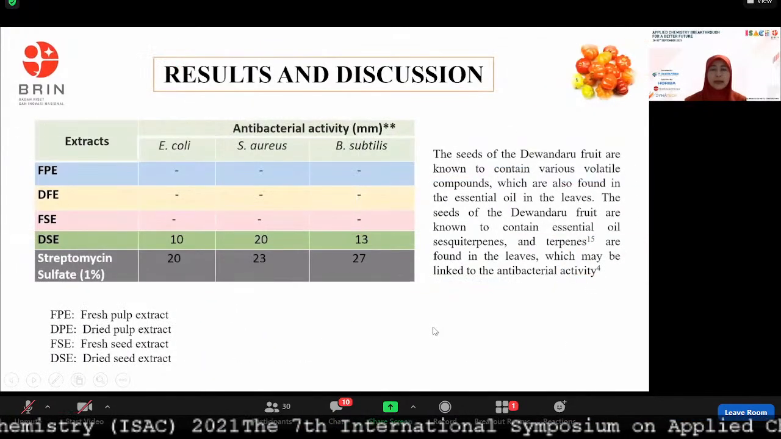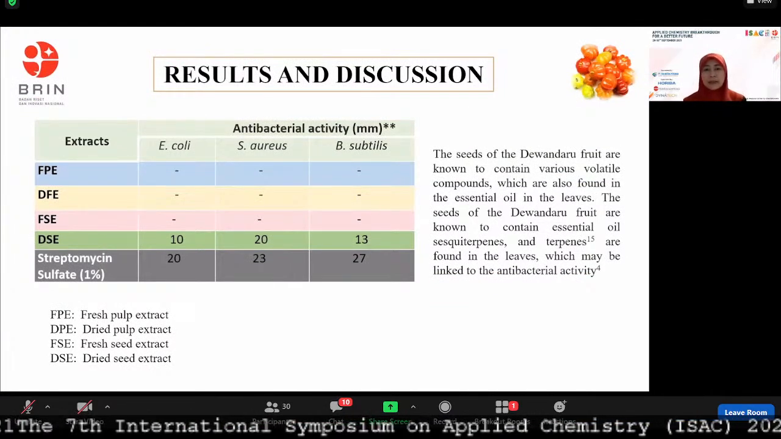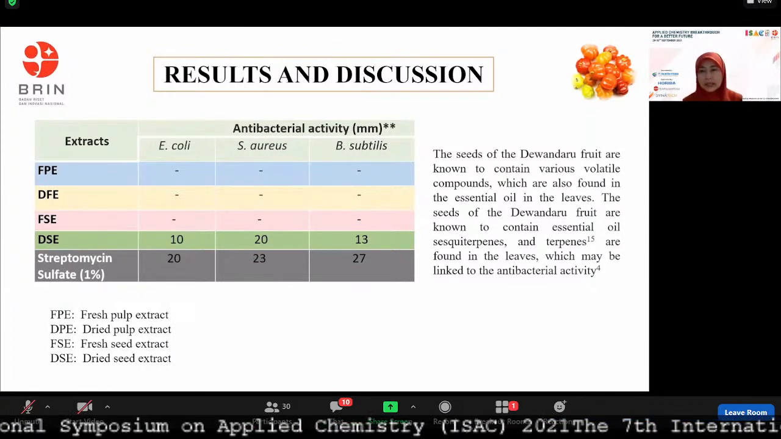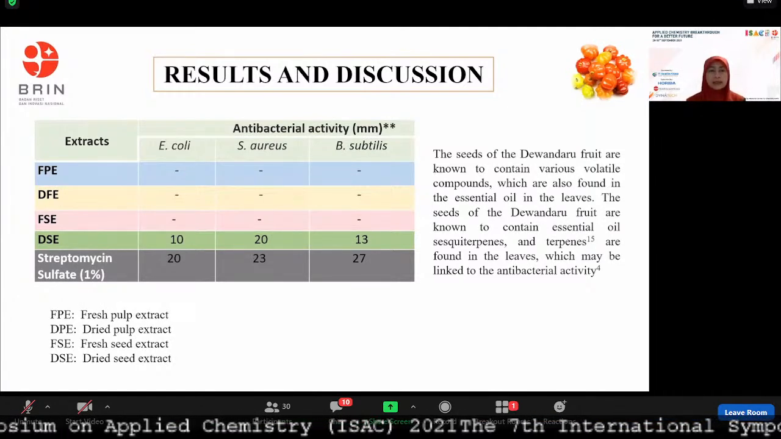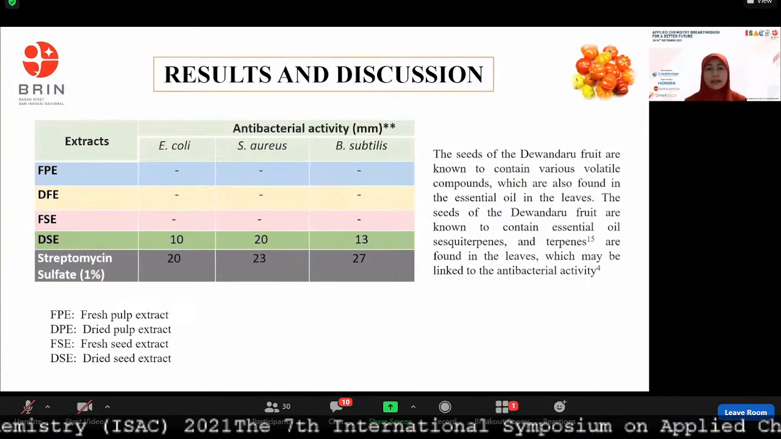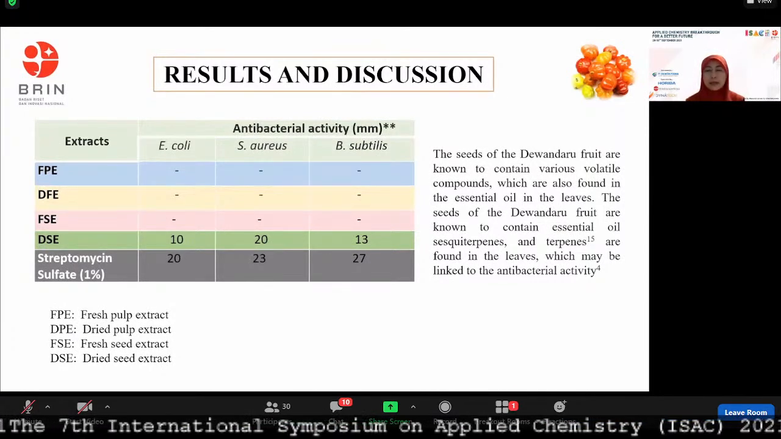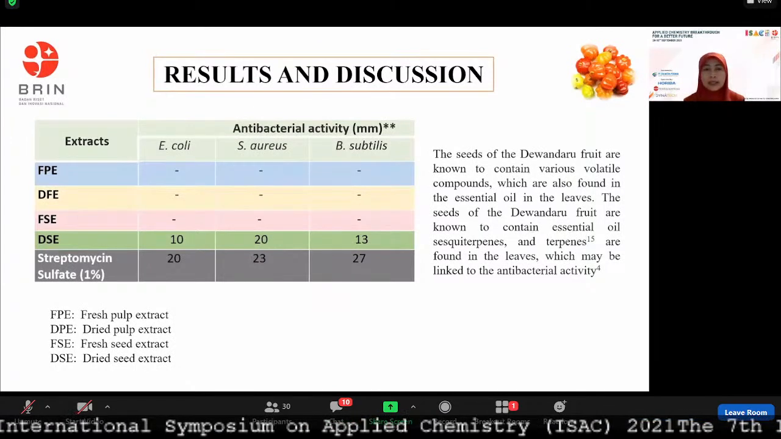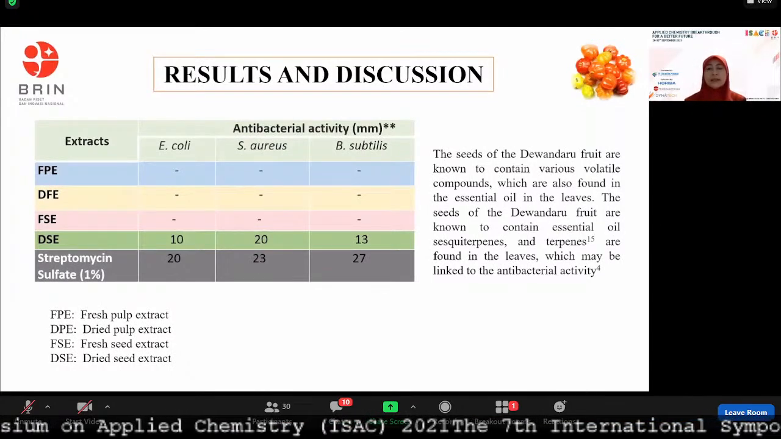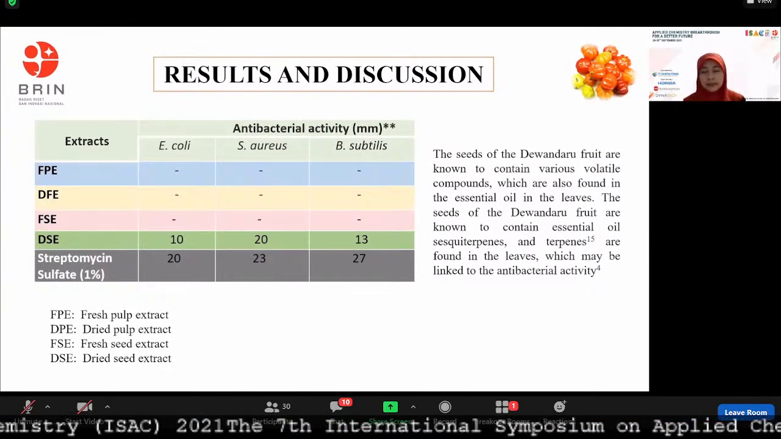And for the antibacterial test, we can see here that the pulp extract has no significant effect to inhibit E. coli, Staphylococcus aureus, and Bacillus subtilis. But the dry seed extract has potential, with zone of inhibition around 10, 20, and 13 for each bacteria, while the fresh seed extract is not active. That means the drying process of the seed increases the antibacterial activity and also the antioxidant activity.